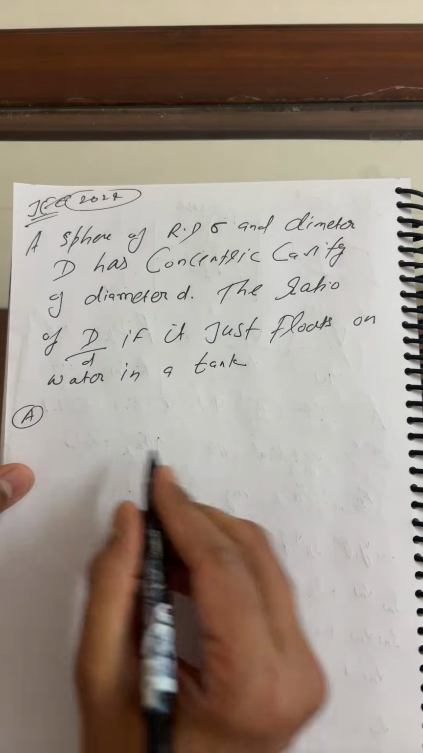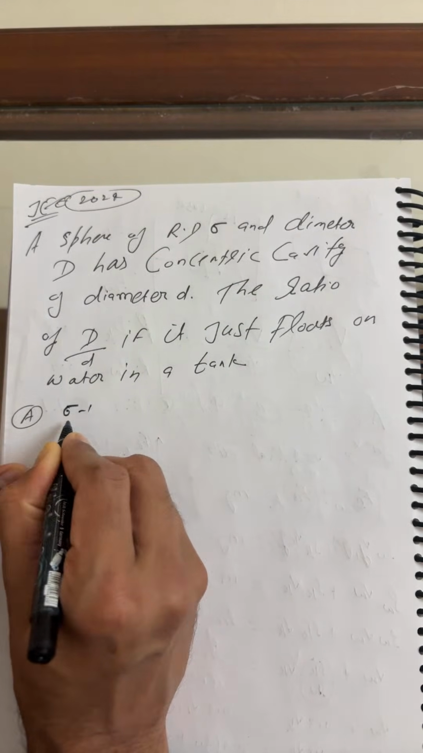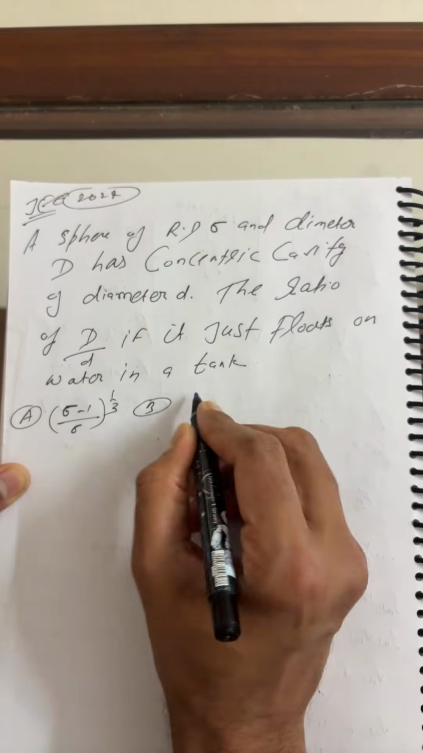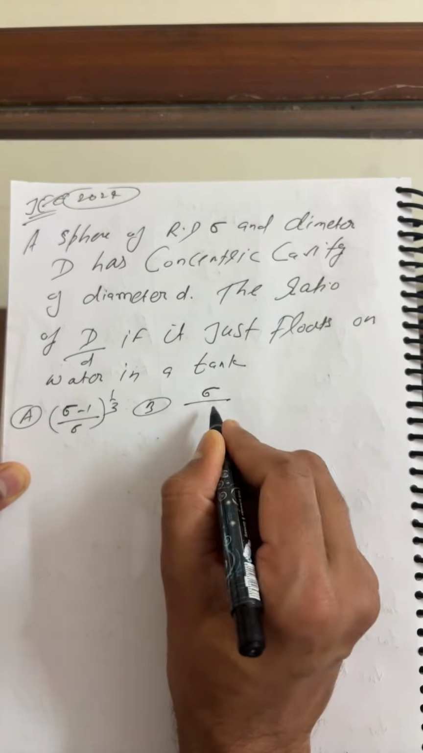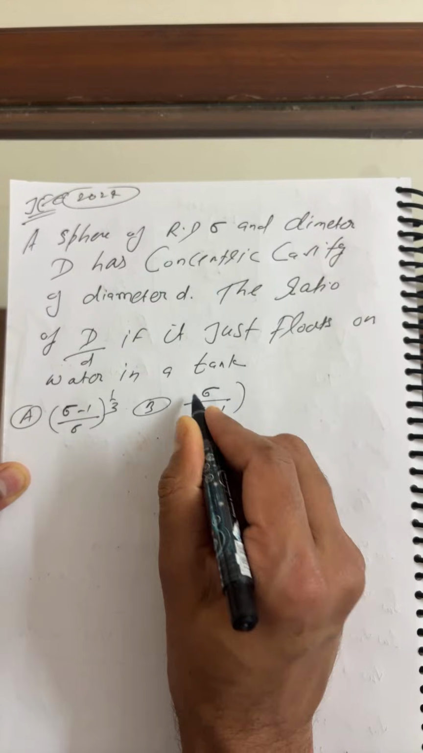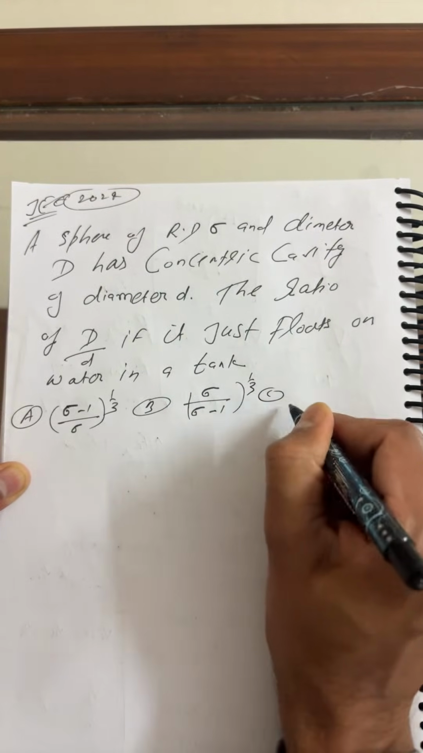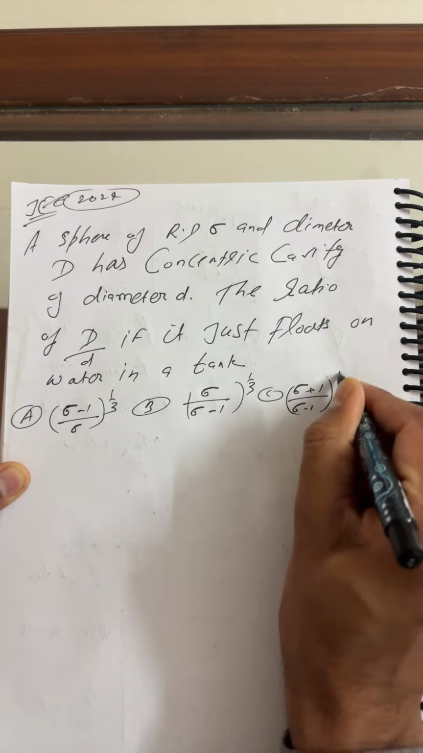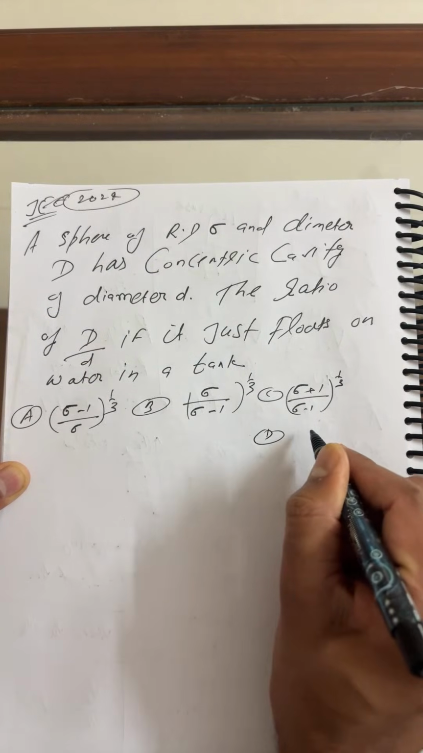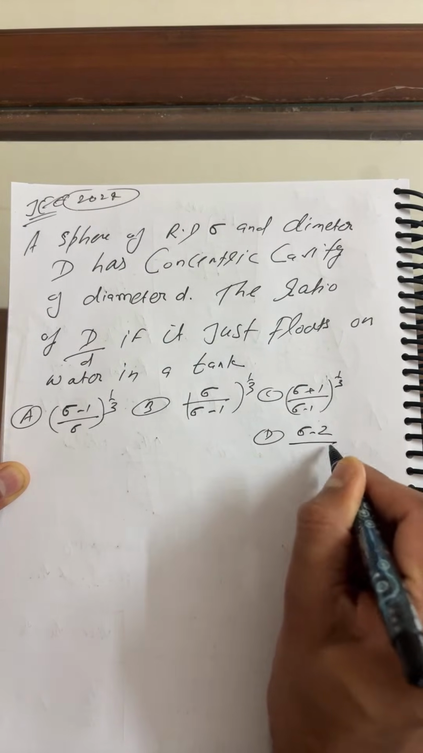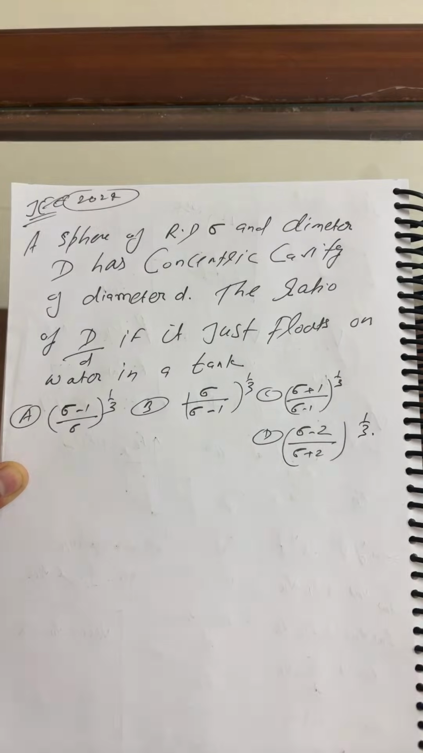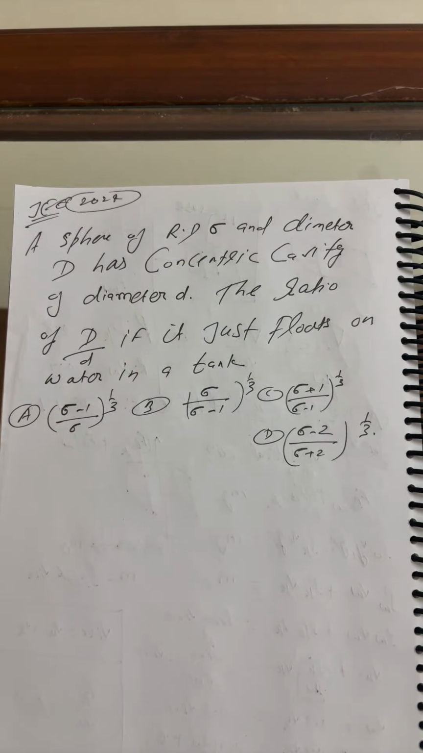Okay, I can say this is option first: sigma minus 1 upon sigma to the power 1 by 3. Option number second: sigma upon sigma minus 1 to the power 1 by 3. Option C: sigma plus 1 upon sigma minus 1 to the power 1 by 3. Last, option D: sigma minus 2 upon sigma plus 2 to the power 1 by 3. Do these questions, everyone. Right? Then I'll terminate this class.